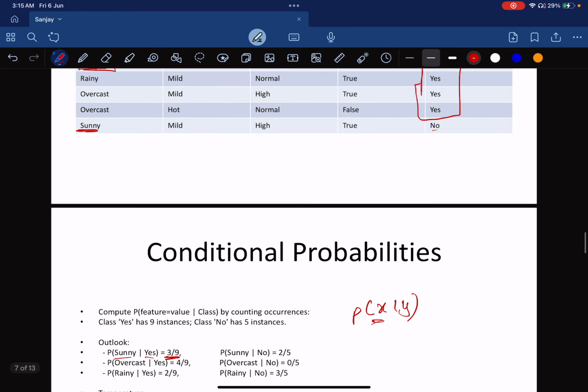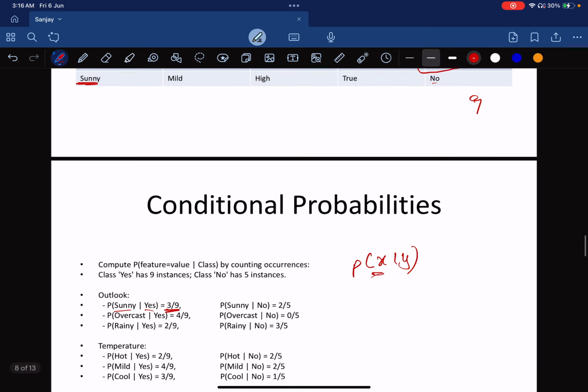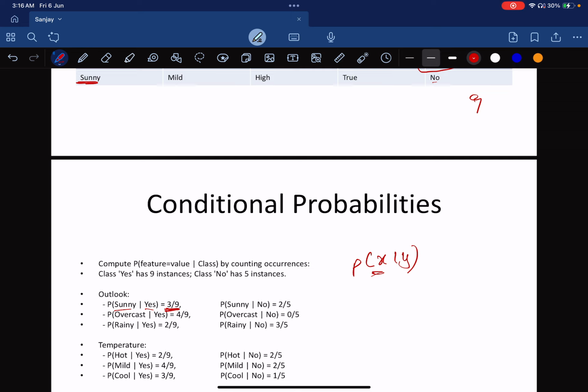Let me see again. There are a total of 9 yes's, right? Here it is 3 and 1. Here it is 5, right? In total there are 9, right? In that 9, what is the probability of sunny occurring? In this 9, there are 3 sunny occurrences, right? So we simply write the probability of sunny given yes is 3 by 9.